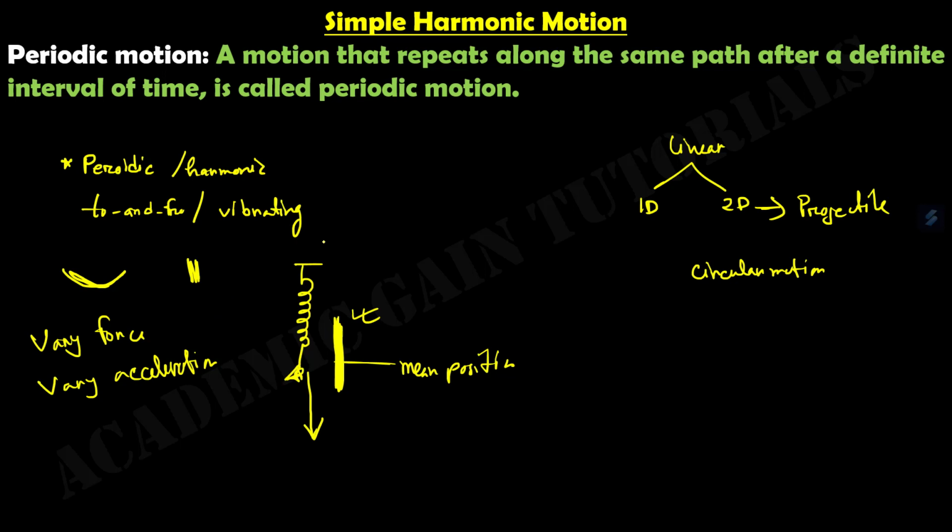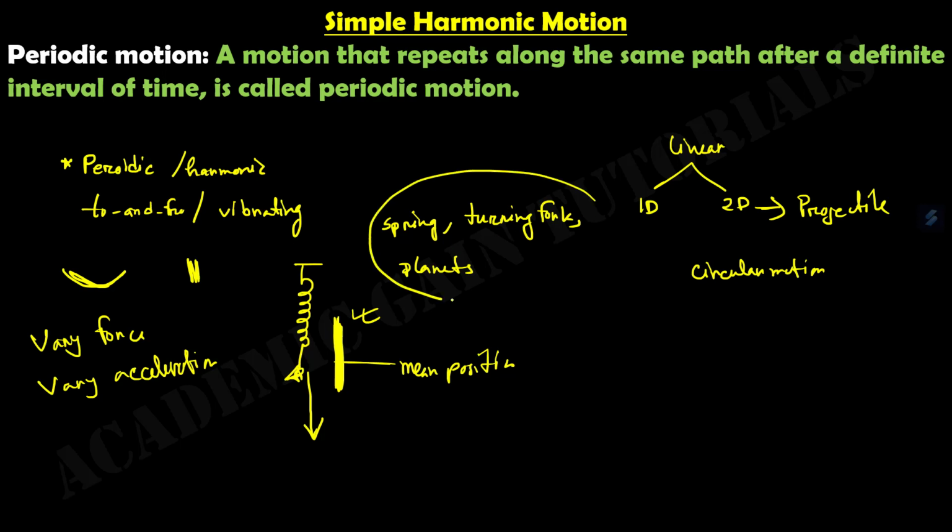There are some examples of this kind of motion: the motion of a spring, then the vibration of a tuning fork, and the motion of planets around the sun. These are some examples of periodic motion. So I hope you understand these three kinds of motion.